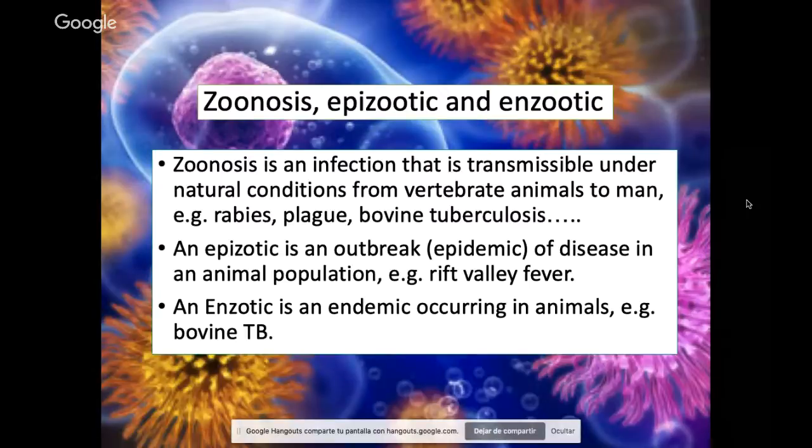Zoonosis, epizootic, and enzootic. Zoonosis is an infection that is transmittable under natural conditions from vertebrate animals to humans. For example, rabies, plague, and bovine tuberculosis. An epizootic is an outbreak, an epidemic of disease in an animal population. An enzootic is found in animals. For example, bovine tuberculosis.